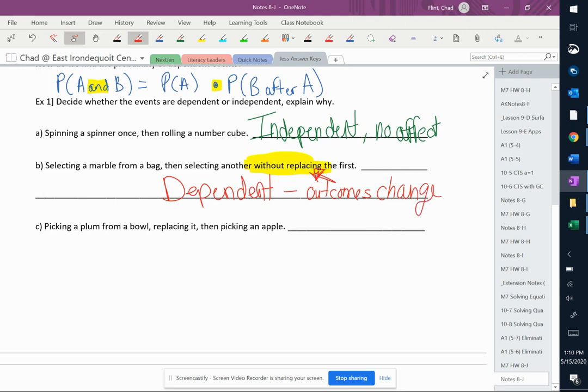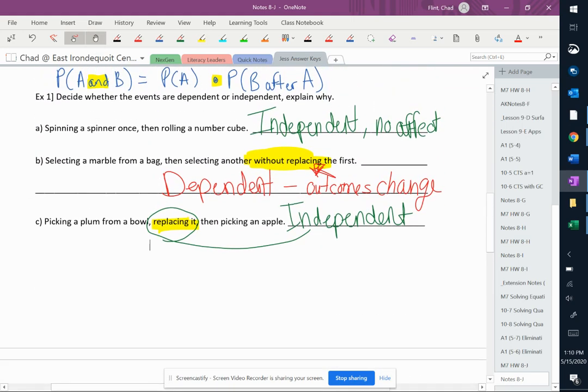Part C: Picking a plum from a bowl, replacing it, and then picking an apple. Is that independent or dependent? That would be independent, because again, you can see that keyword here, replacing it. I'm taking it and I'm putting it back, so that doesn't change anything. And there's example 1.